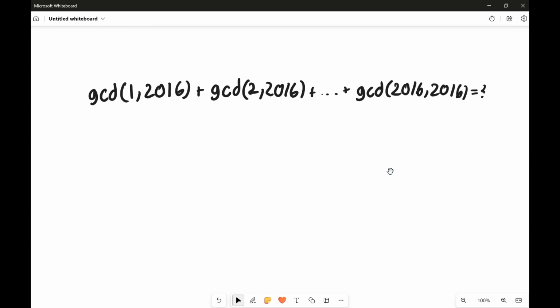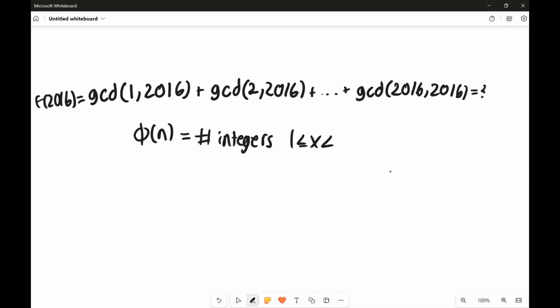So let's go ahead and let this be f of 2016. And we want to try finding out a simpler form for the function f. Before I do this, I will define Euler's totient function, for those of you who don't know, to be the number of integers between 1 and n inclusive, such that the GCD of x and n is equal to 1. This will end up reducing the notation, making things a lot easier to write.